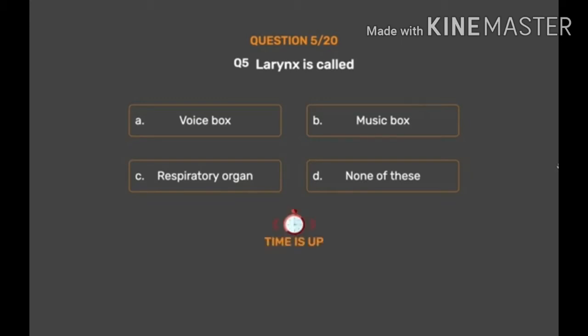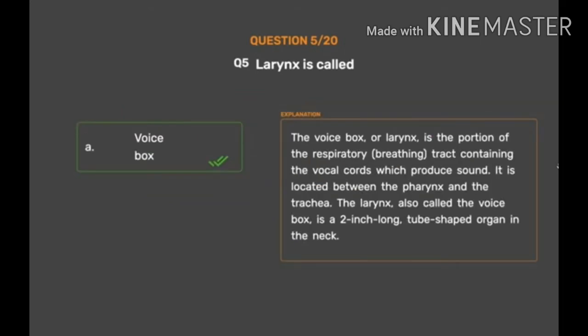The correct answer is option A, voice box. The voice box, or larynx, is the portion of the respiratory, breathing, tract containing the vocal cords which produce sound. It is located between the pharynx and the trachea. The larynx, also called the voice box, is a 2-inch long, tube-shaped organ in the neck.